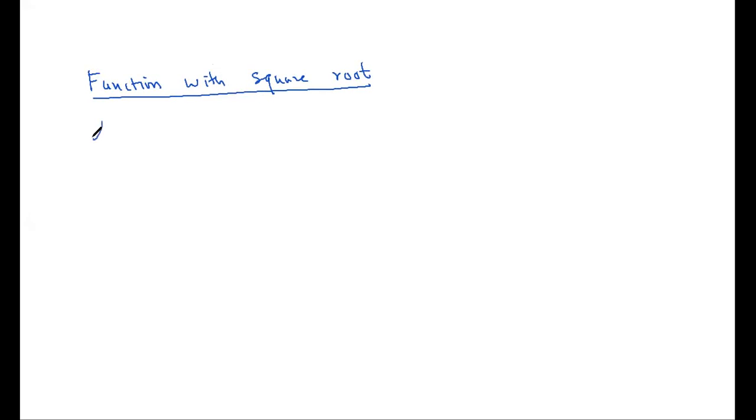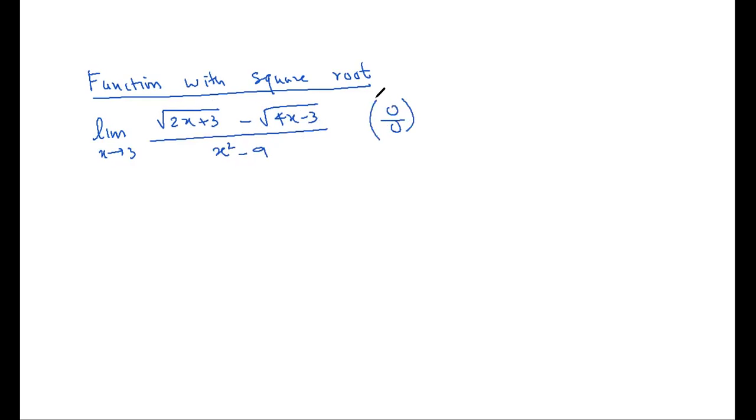Write down. The question is like this. Limit x tending to 3 of square root of 2x plus 3 minus square root of 4x minus 3, divided by x square minus 9. Now, if you directly substitute, this is also 0 by 0. Therefore, you cannot directly substitute. Is that clear to everybody?